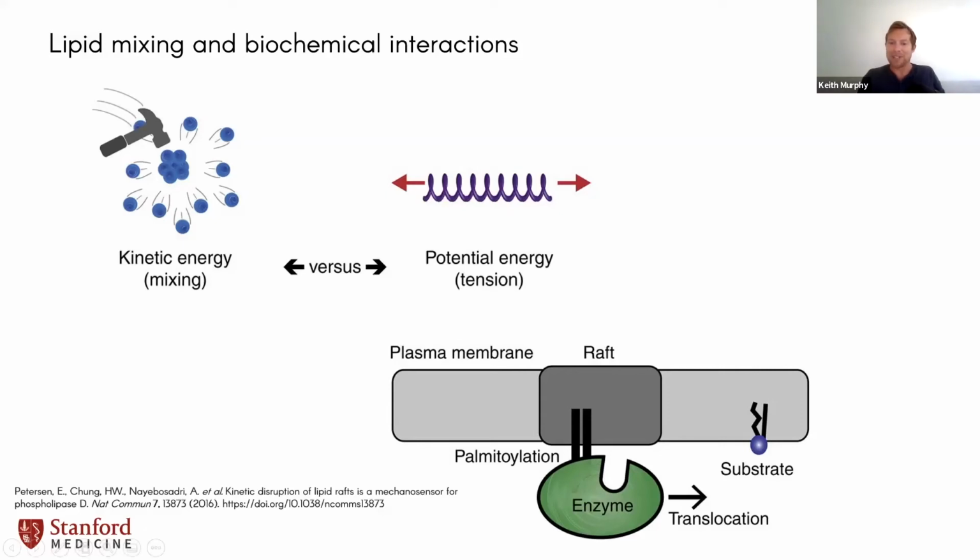So Kim, you can imagine, in class, if I hit this membrane, I could add kinetic energy and mix this raft into the rest of the membrane, and now it can interact with this substrate and cause the release of a chemical. So that's almost like the conversion of force into a chemical release by mixing these two components together. Kim, does that make sense?